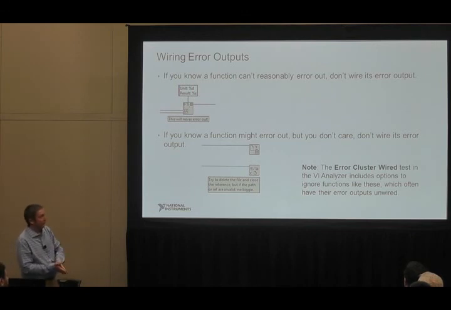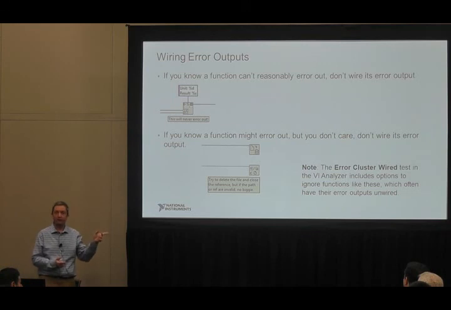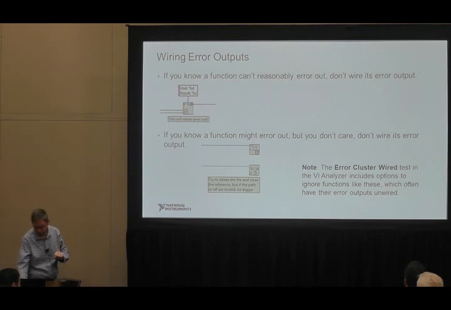I mentioned the error cluster wire test in the analyzer before. It has options to ignore some of these types of functions. In fact, all three functions on this slide are functions you can ignore on that test. So if you're like me and you're okay with having those error outputs unwired on those functions, you can configure this test to ignore those.